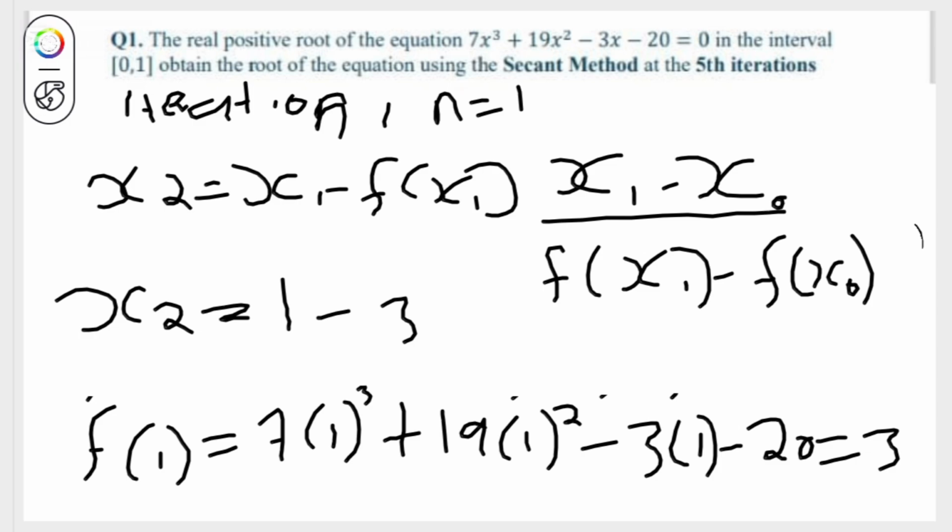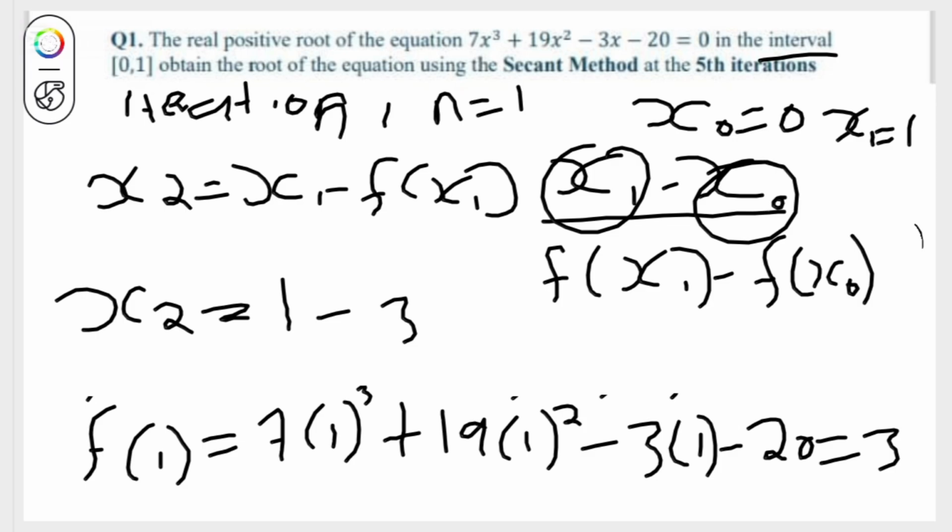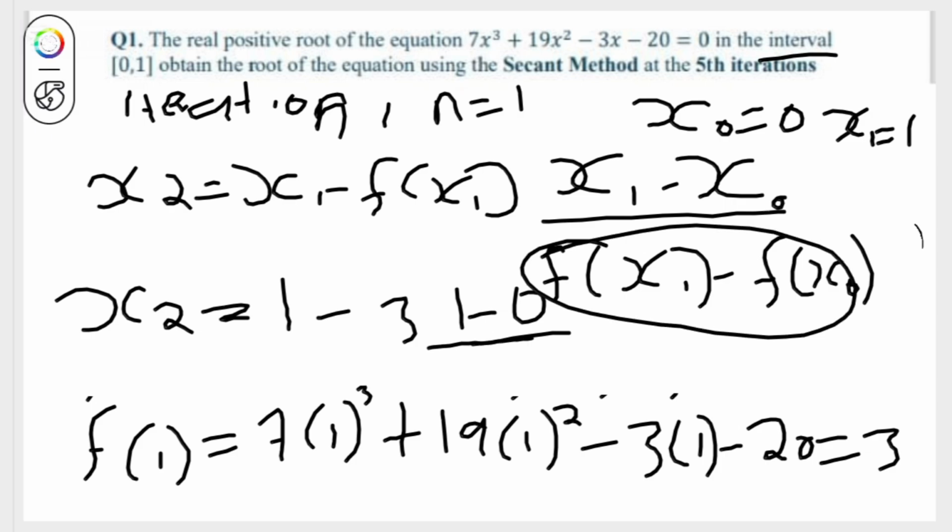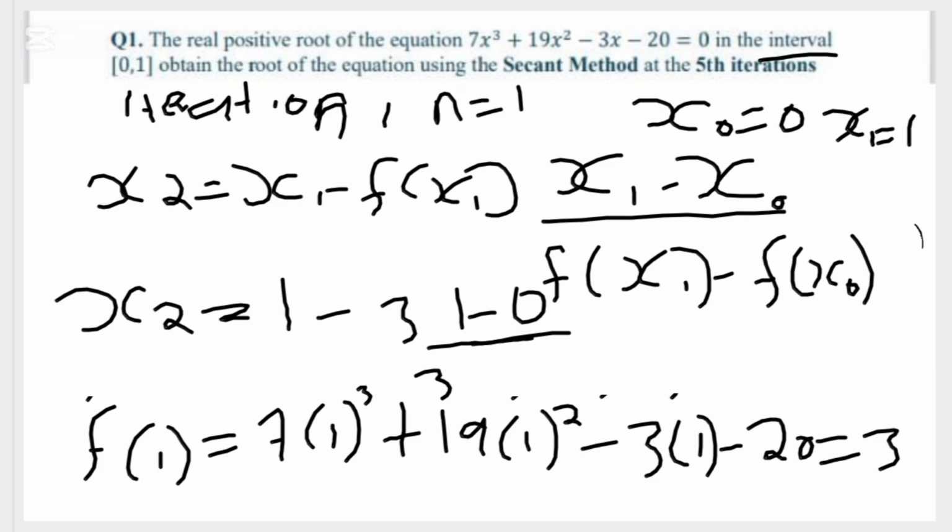The question gives us the interval of 1 and 0. So I said x of 0 will be 0, and x of 1 will be equal to 1. So I will now say multiplied by 1 minus 0, divided by f of x1 minus f of x0. This is the same thing as saying 3, the solution of f when x is 1, minus the solution when we insert 0 in the function that we defined, which is negative 20. So minus minus 20.